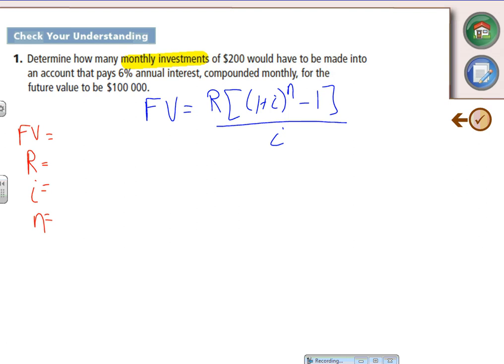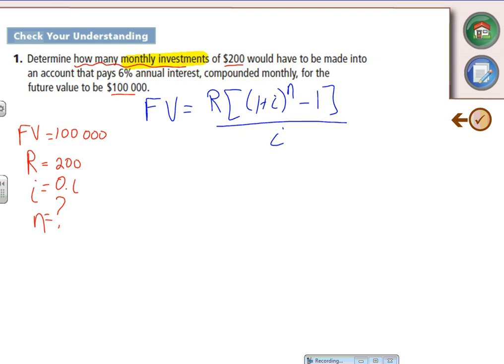And what we're looking for is how many investments, so we're going to be looking for N, how many. That means we have to know the other ones. Future value, that's what we want to know at the end, 100 grand. R is what we're putting in, what we're going to regularly put in, our regular payment.